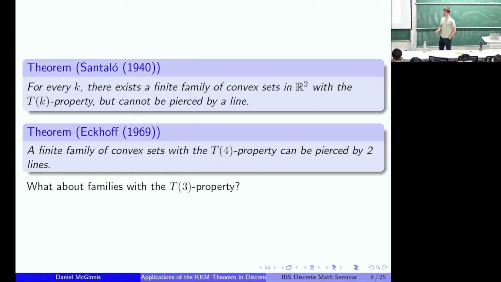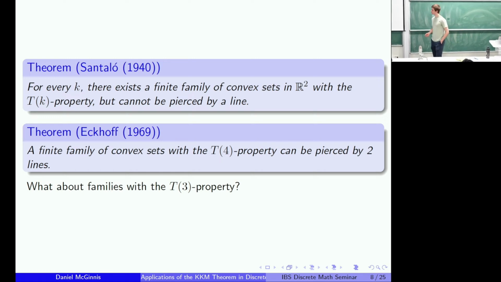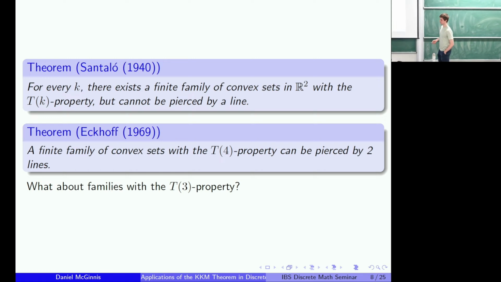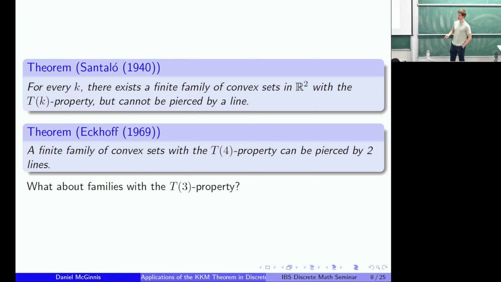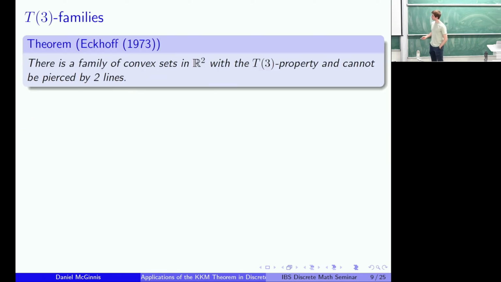Is it for R^d or R2? Oh, R2. For this portion, we'll be focusing on R2. So the question was, what about families with the T3 property? Eckhoff showed a lower bound here. He proved that there is a family of convex sets in R2 with the T3 property that cannot be pierced by 2 lines. So it's different for families with the T3 property versus the T4 property.